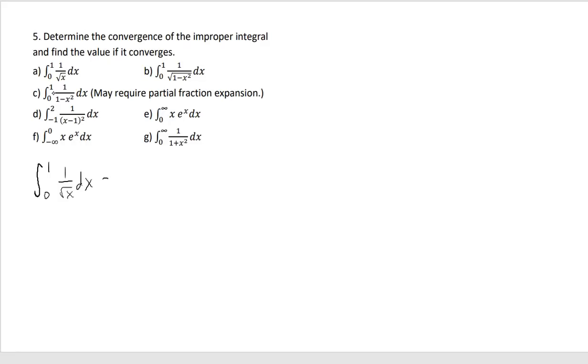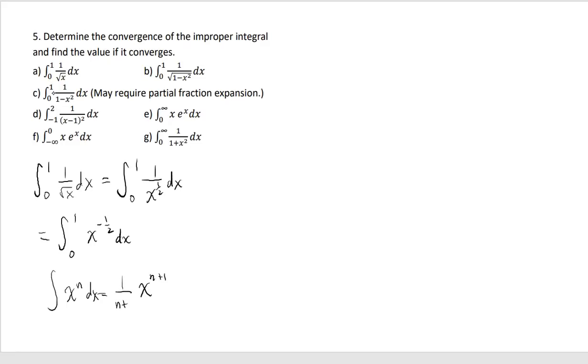Alright, so let's continue. This would be the integral from 0 to 1 of 1 over, rewrite the square root of x as x to the 1/2 power, and then rewrite that as x to the negative 1/2 power, because a negative power means that this thing is in the denominator. By doing so, I can write this in x to the nth power form and apply the power rule, which says you have to add 1 to the exponent and put the reciprocal down here.